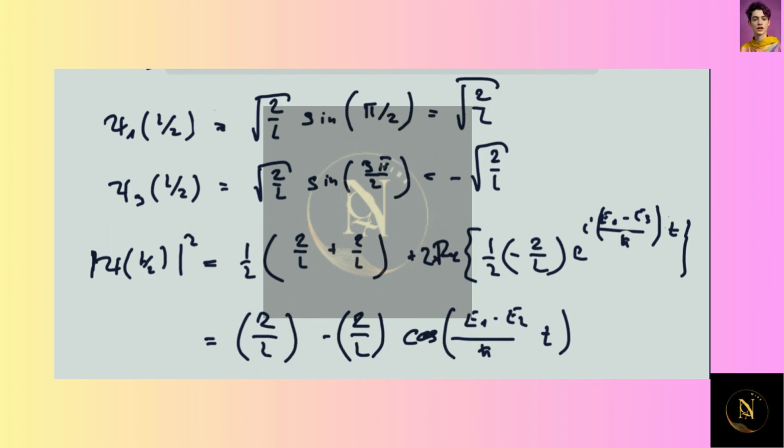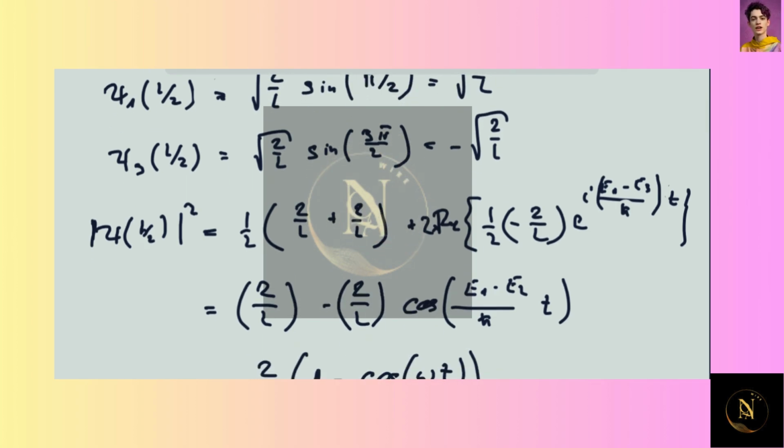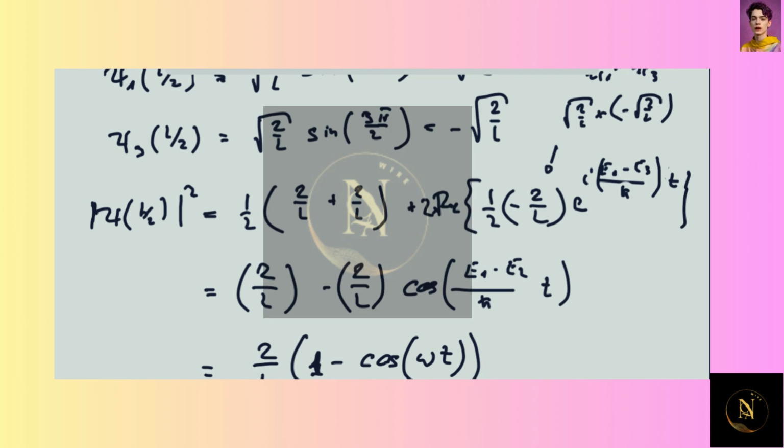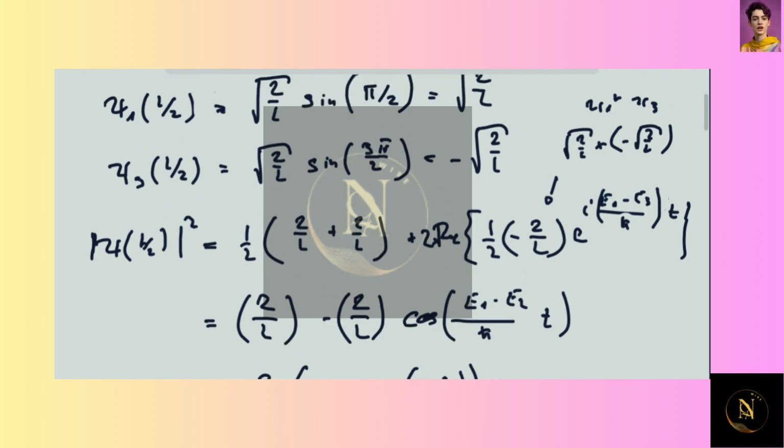So the squaring gets rid of the minus sign, and the minus root 2 over L, plus 2 times the real part of a half times minus 2 over L. So this minus 2 over L is equal to root 2 over L multiplied by minus root 2 over L, coming from multiplying by psi1 star with psi3 and L over 2. And so we're going to get that we're taking the real part of this.